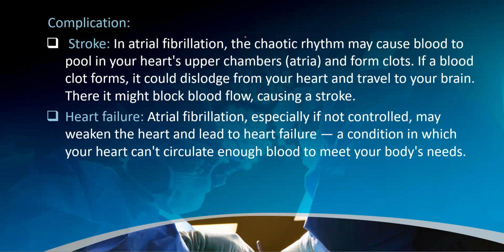You have to explain that this condition can put you at risk of several complications. One of them is a stroke. What happens in atrial fibrillation is that the chaotic rhythm may cause blood to pool in your heart's upper chamber, and then it can form clots there. If a blood clot forms, it can dislodge from your heart and travel to your brain, blocking the blood flow to your brain, which we call a stroke. Are you with me so far? Yes, doctor.